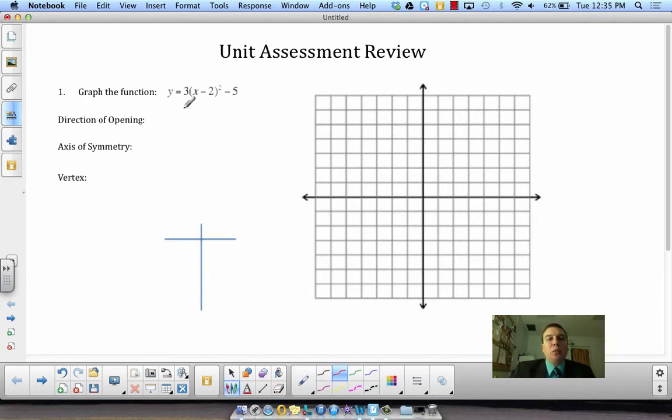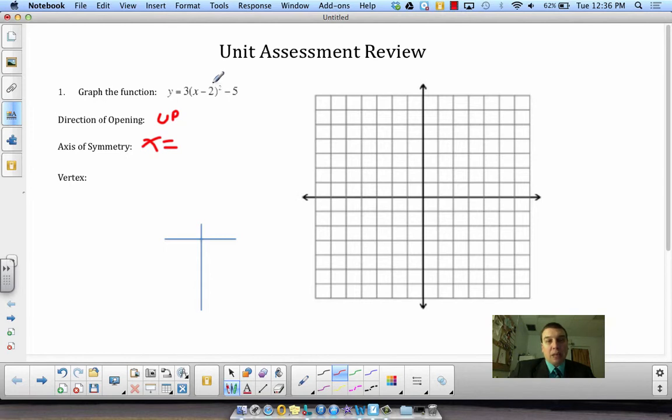Okay, so first thing, let's take a look at the direction of opening. Is this thing going to open up, down, left, or right? Since it's y equals, it's going to be either up or down. Since the leading coefficient, a, or basically this number here, 3, is positive, then this is going to open up. Now the axis of symmetry. If it's going to open up, then I know that my axis of symmetry is going to be a vertical line. So I got to start out with x equals.